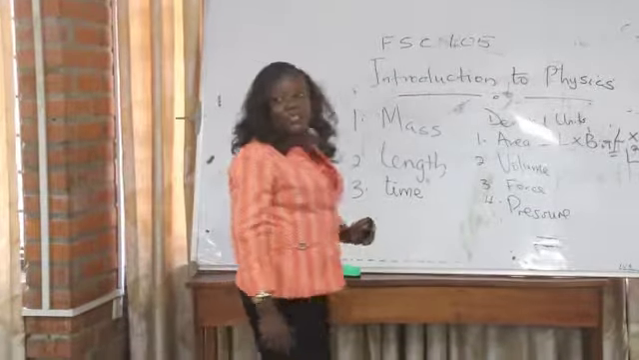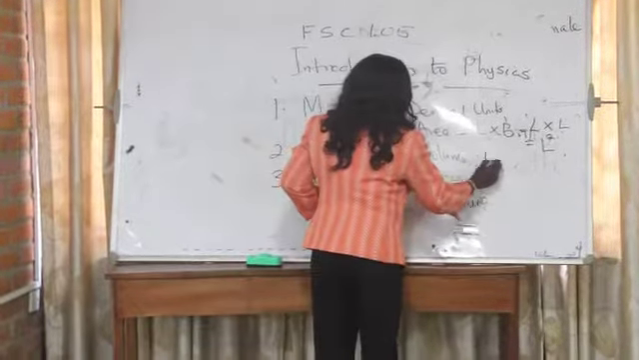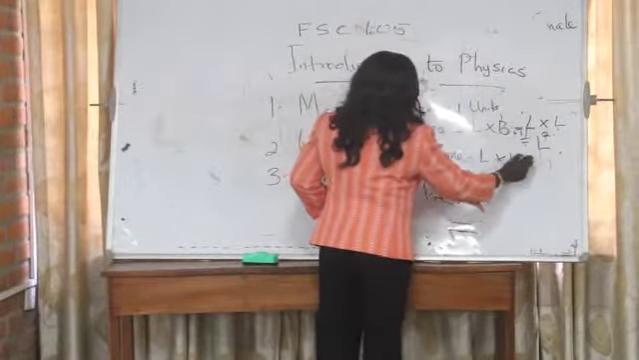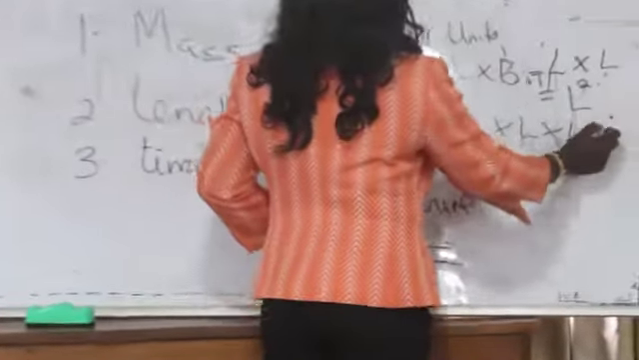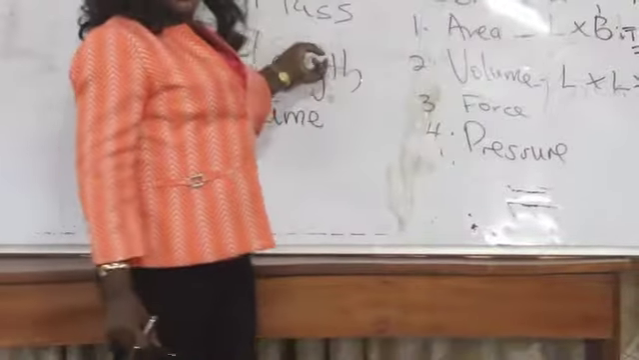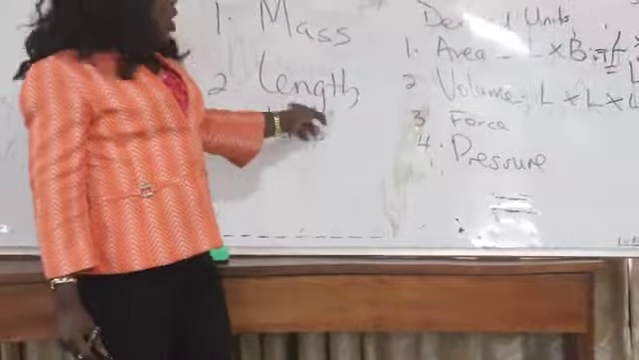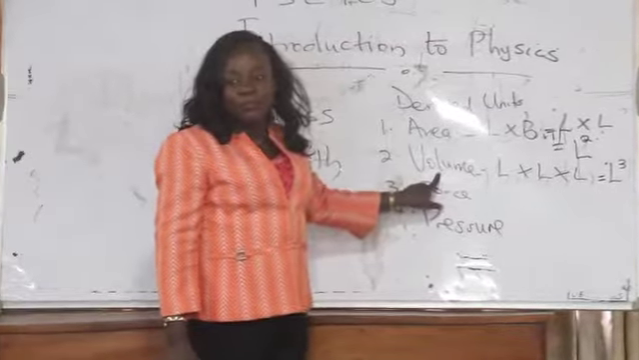Another example is volume. Volume is length times length times length, in 3 places. When you have this, we have length cubed. It means 3 combinations of length as the fundamental or basic unit will give us a derived unit which is called volume.